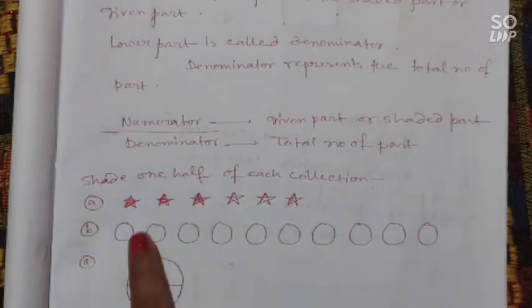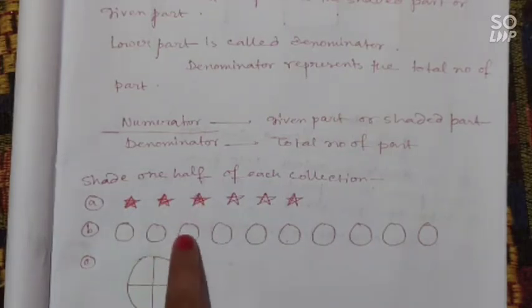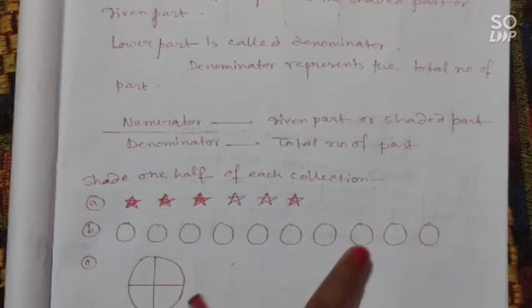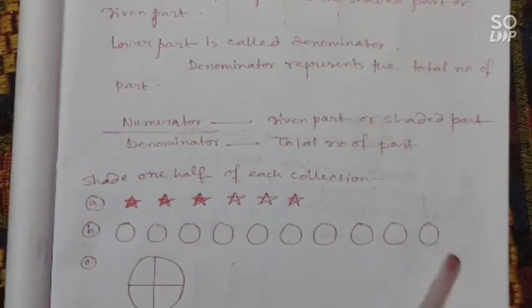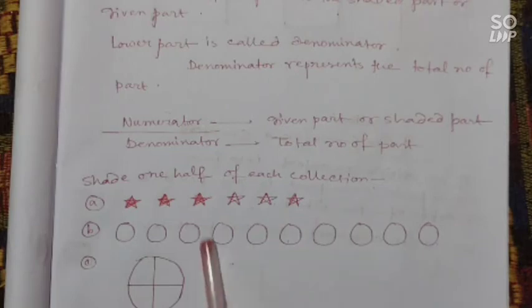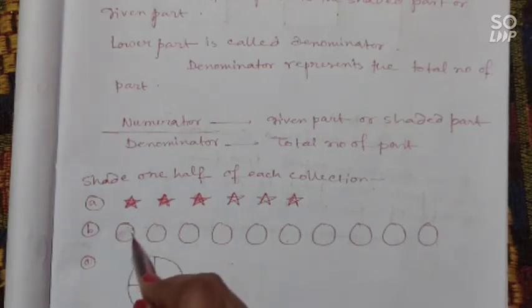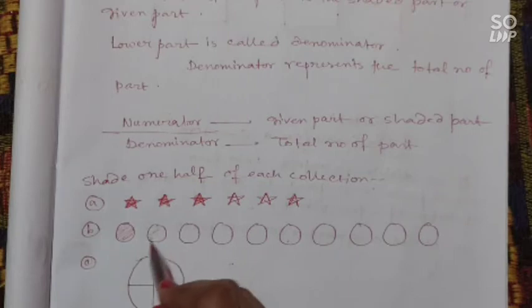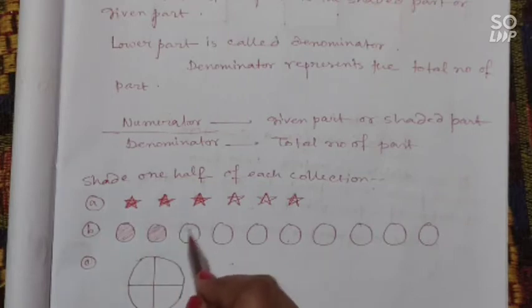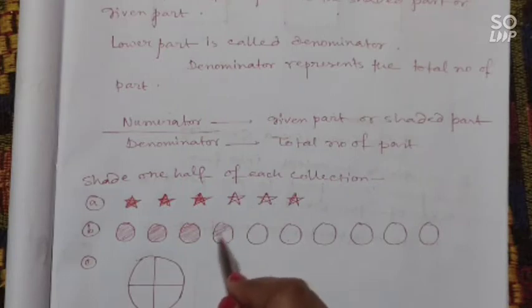Okay, next 1, 2, 3, 4, 5, 6, 7, 8, 9, 10. Total 10 circles are there, and you have to shade 1/2. That means you have to divide 10 by 2. 10 divided by 2 gives 5. So you have to shade 5 circles. 1, 2, 3, 4, 5.